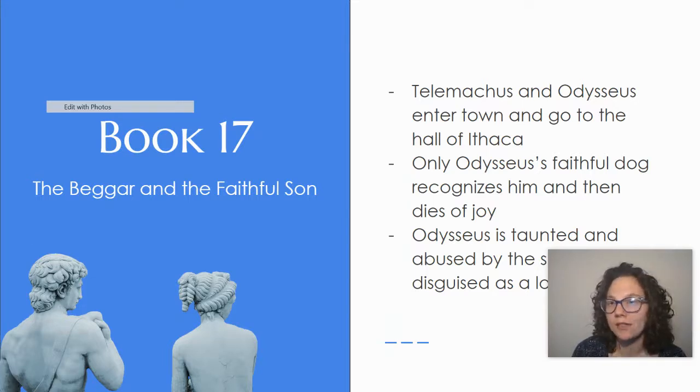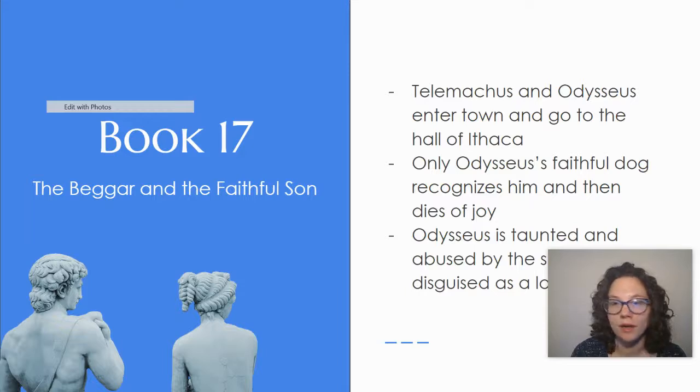So Telemachus and Odysseus go to the hall of Ithaca where his wife is living. And his wife Penelope is very excited to see her son home and welcomes this random stranger back into her hall. So Odysseus is still in disguise now. Athena has changed him back to a beggar. The only person that recognizes him when he enters his old home is his dog. He sees through the disguise and he dies of joy.